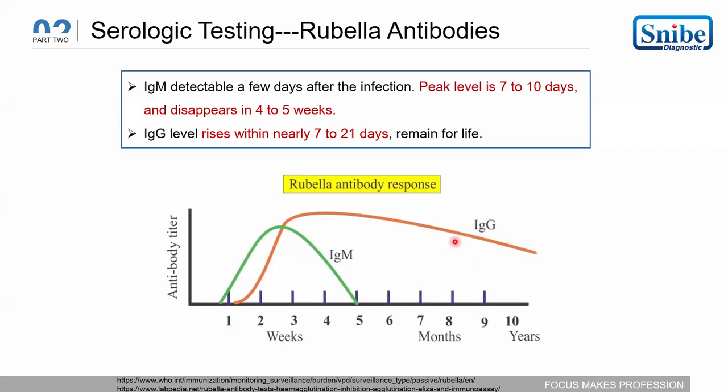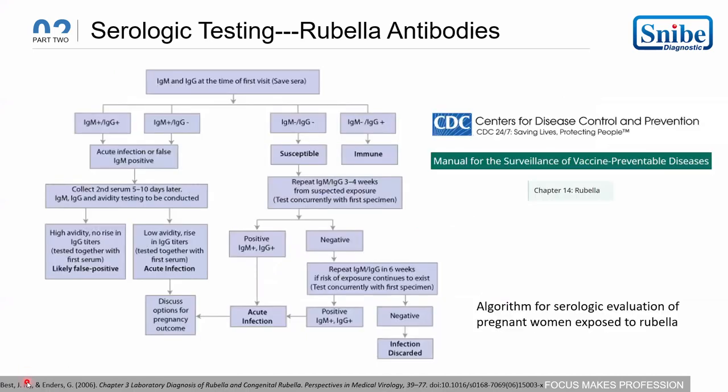So the early marker for exposure to rubella is IgG. You have to go for IgG. If the IgG is positive, then they have to go for the IgM test as well, if they want to rule out that a current infection is there.